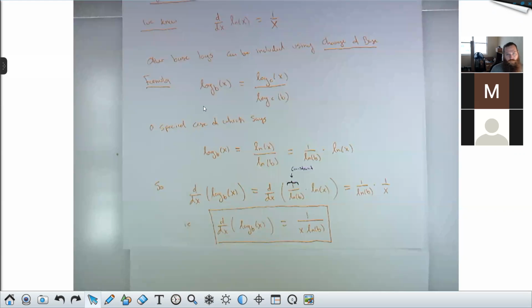The natural log's derivative is 1 over x. So what's the base 2 log's derivative? We're able to use the change of base formula to get this formula. This is the formula that you need to remember. It's just a new differentiation rule, a new differentiation formula. It's like we remember the derivatives of ln x and the trig functions. Here's the derivative of the arbitrary base logarithm.